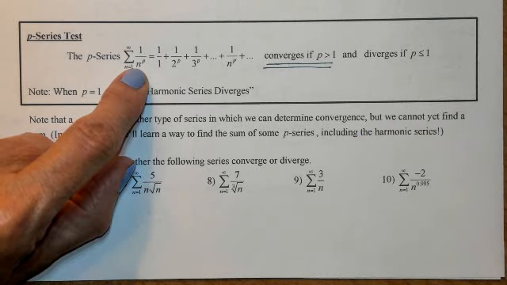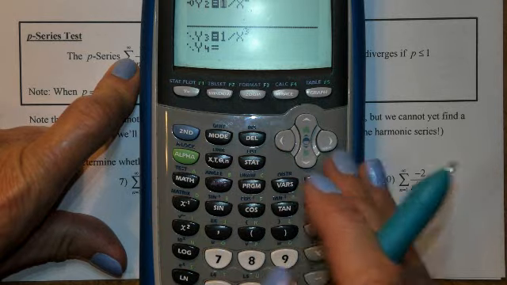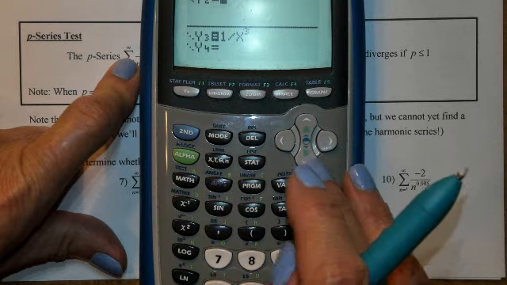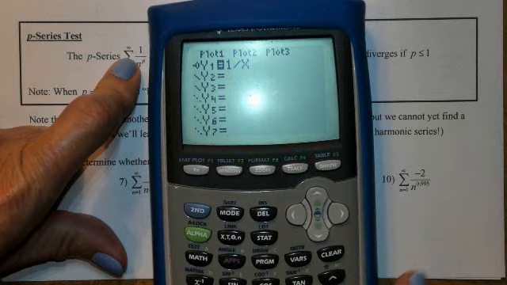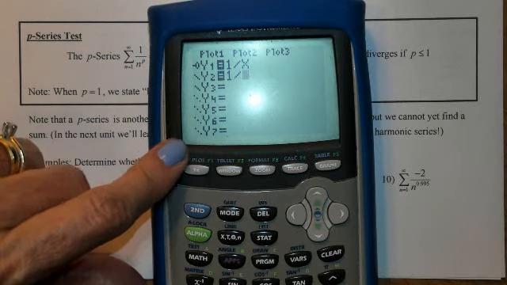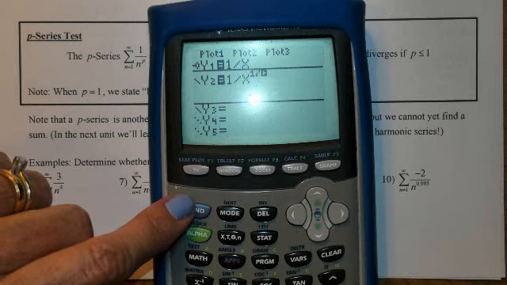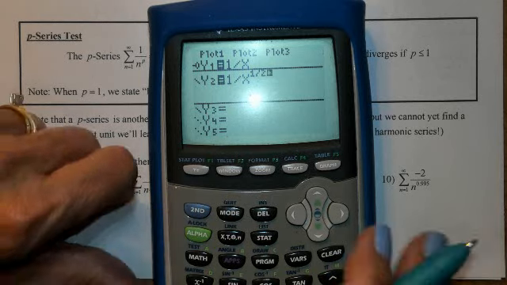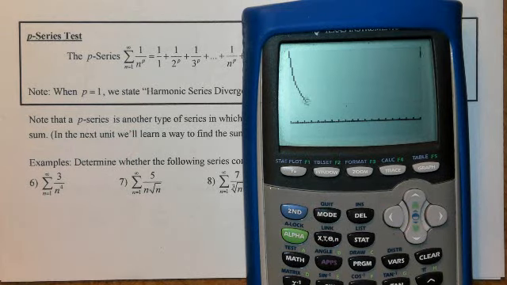Okay? So what if, instead of doing those two, let's get rid of those two. I'm going to keep the 1 over x to compare it, but let's do 1 over x to the 1/2. Let's see what that does. So there's 1 over x.